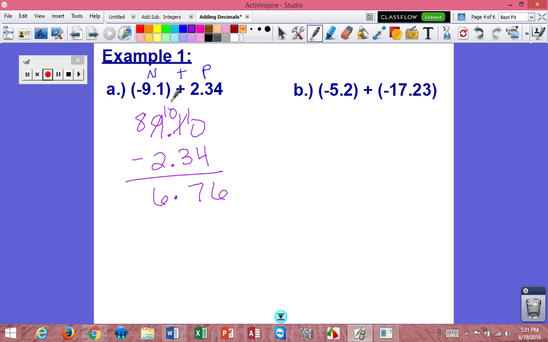Now I have to figure out what the sign is. So coming back up here, since 9.1 would be bigger if they were both positive, I have to go with the sign that's in front of it, and that's negative. So our answer would be a negative 6.76.